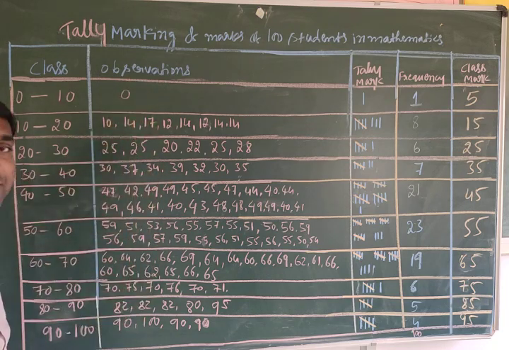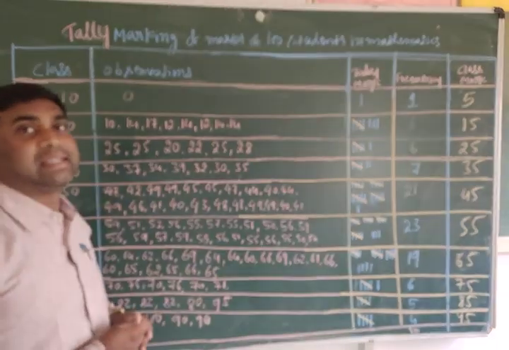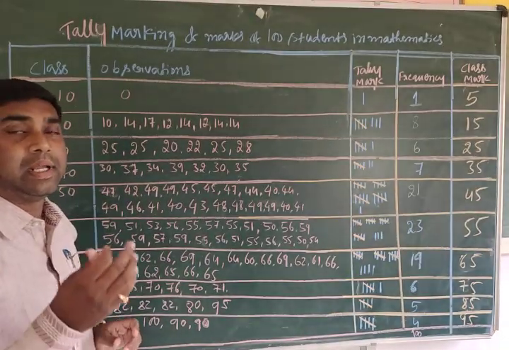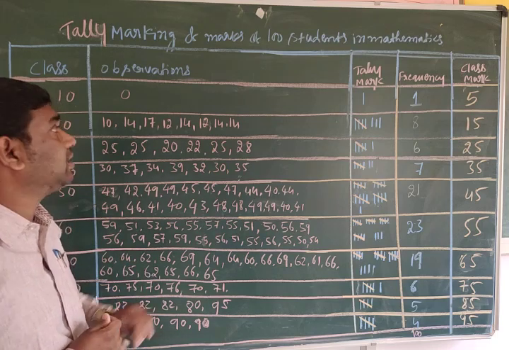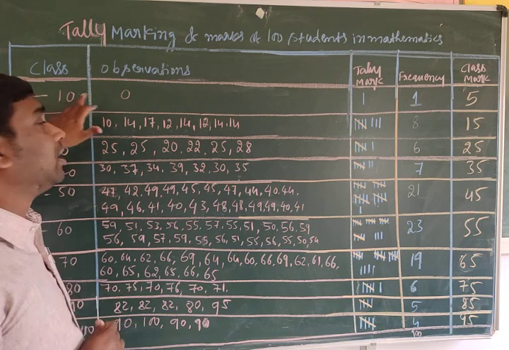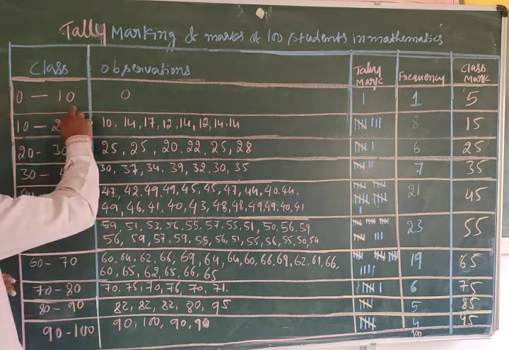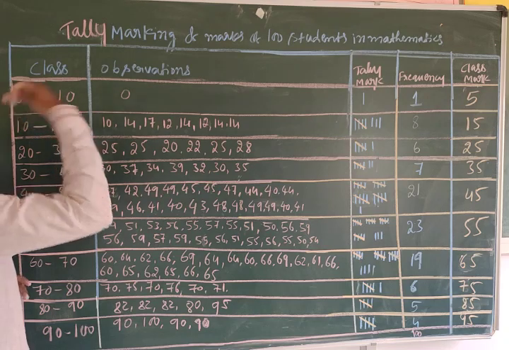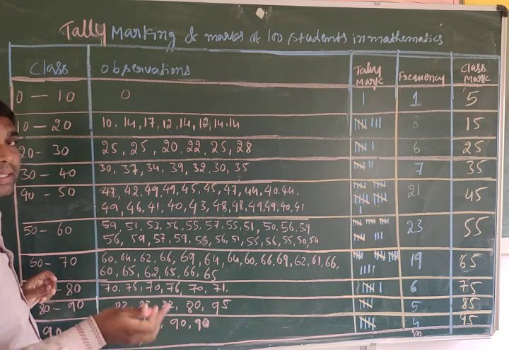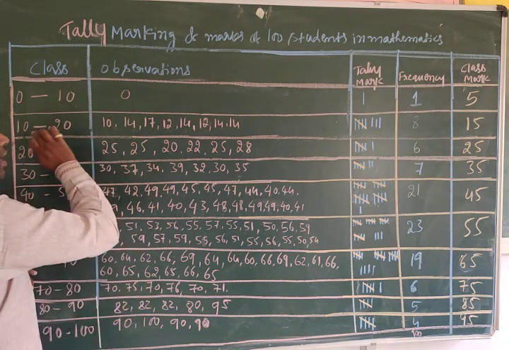So what are the observations? These are all observations. See what we discussed in the previous example: marks obtained by 100 students in mathematics subjects. How many got how much? So here 0 to 10, how many? Only 1. Okay, 0 to 10 means 0 to 9. 10 is excluded. In this method 10 is excluded, which means we are not calculating it. Okay, 0 to 9, how many got?